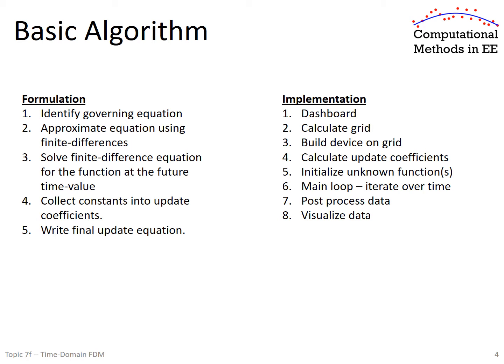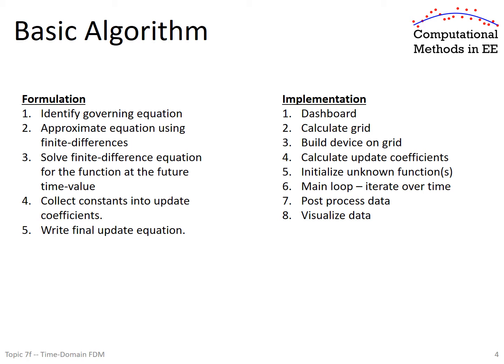So for the formulation, we identify the governing equation. Like before, we will approximate that with finite differences. After that, the formulation changes compared to what we're used to. Now what will happen, our finite difference equations will also contain a time derivative. So we will have a function value at a previous time step and a function value at the next time step. And we will solve that equation for the function value at the next time step, or the future time value. And we will call that an update equation.